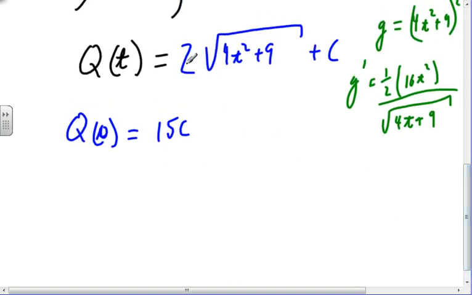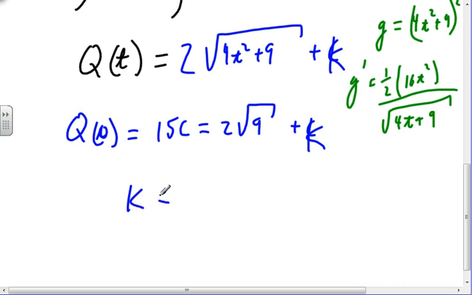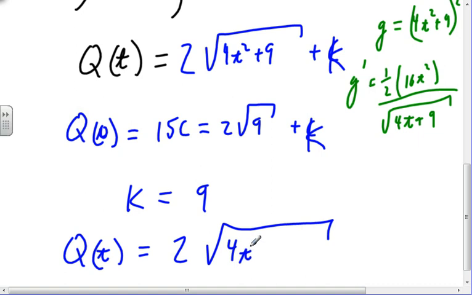And so that would have to be 2 the square root of 9 plus c. So 2 the square root of 9 would be 6, 6 divided by that. So we're going to make this k, constant of integration k, so it's not confusing. And so k would have to be, this is 6, so k would have to be 9. So Q at time t has to be 2 the square root of 4t squared plus 9 plus 9.